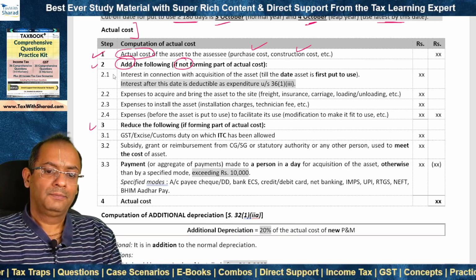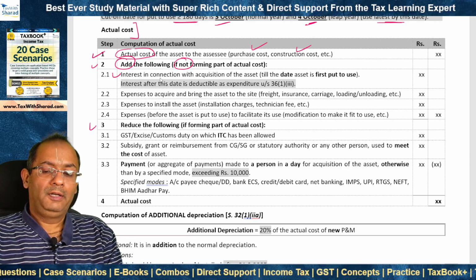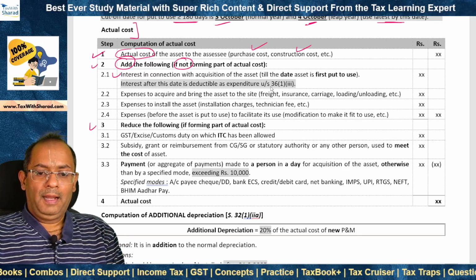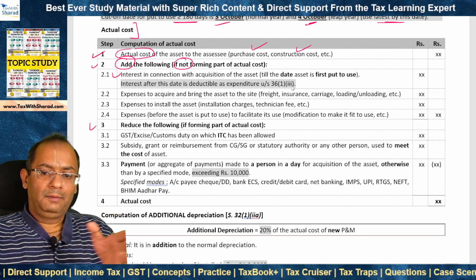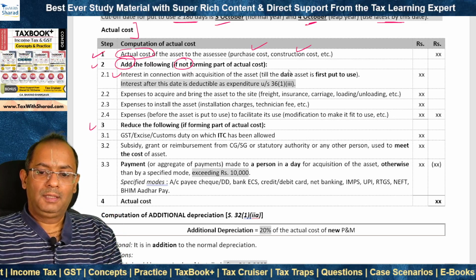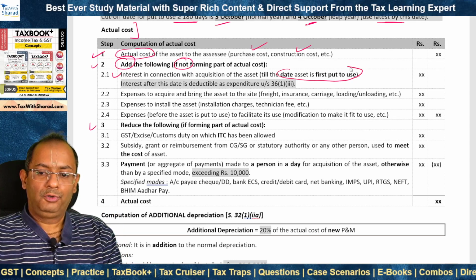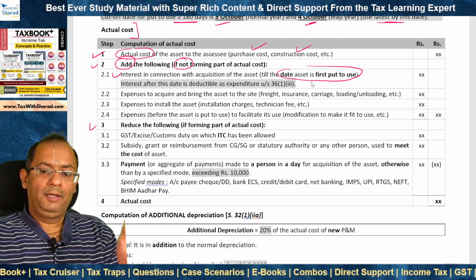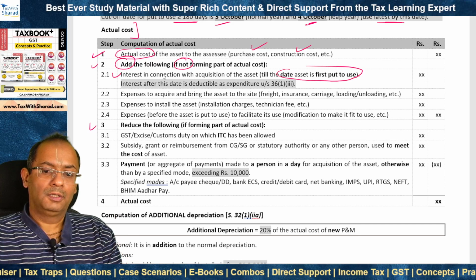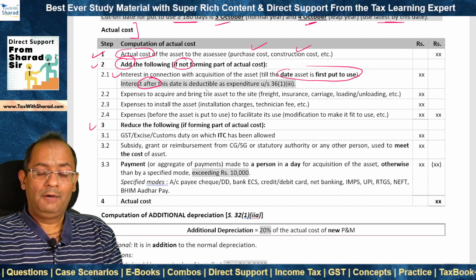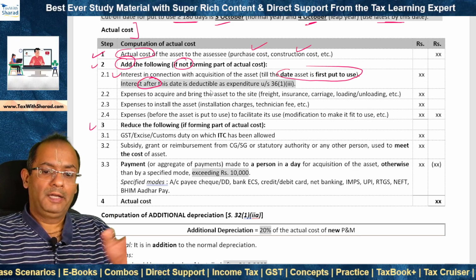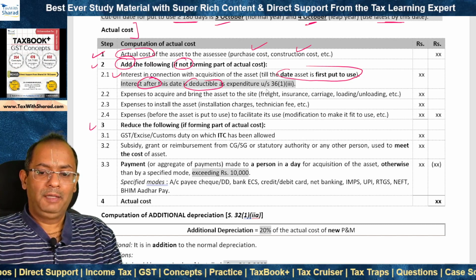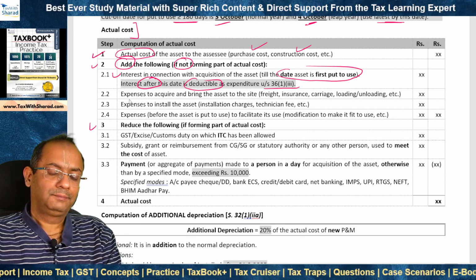What are these items? First, on account of interest. Interest in connection with acquisition of the asset. And the interest we need to bifurcate. There is a cutoff. The cutoff is the date when the asset is first put to use. So interest till this date is supposed to be added to the actual cost. It forms part of the actual cost. Interest after this date doesn't form part of actual cost, but rather it is deductible as expenditure under section 36(1)(iii).